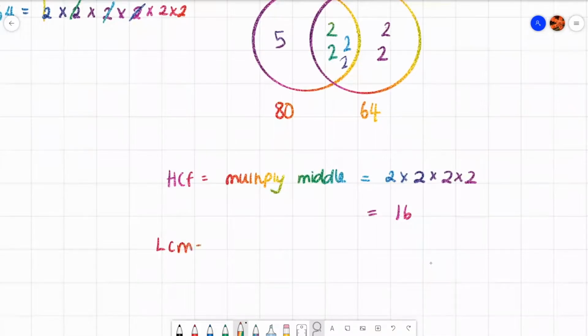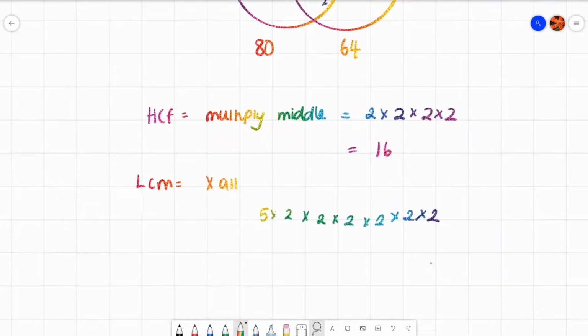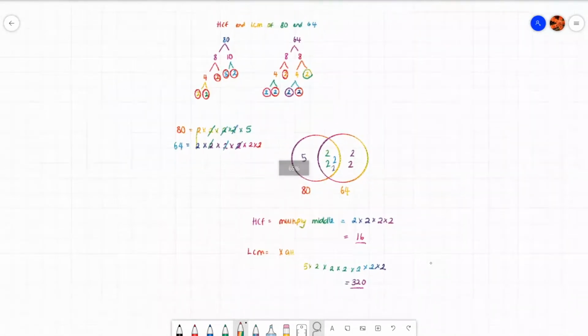Lowest common multiple is you times all the numbers. So I'm just going to do 5 times 2 times 2 times 2 times 2 times 2 times 2. So 5 times 2 is 10, 10 times 2 is 20, 20 times 2 is 40, 40 times 2 is 80, 80 times 2 is 160, 160 times 2 is 320. And that is an example of how we can use Venn diagrams to work out the highest common factor and lowest common multiple of numbers using prime factors.